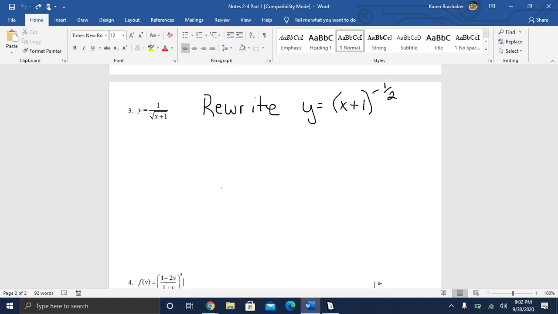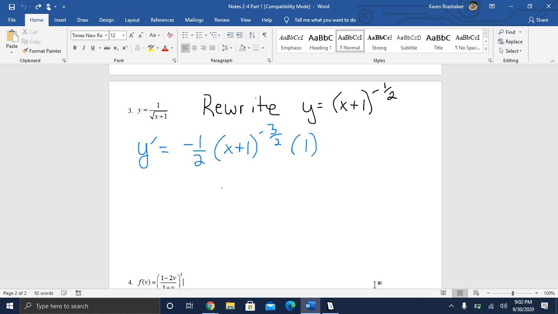So y equals (x plus 1) to the negative 1/2 power. So we can do the chain rule to do the derivative. Y prime, we'll bring the negative 1/2 in front, keep the parentheses, and reduce your exponent by 1. So negative 1/2 minus 1 would be negative 3/2. And then multiply by the derivative of the x plus 1, which is just a 1.